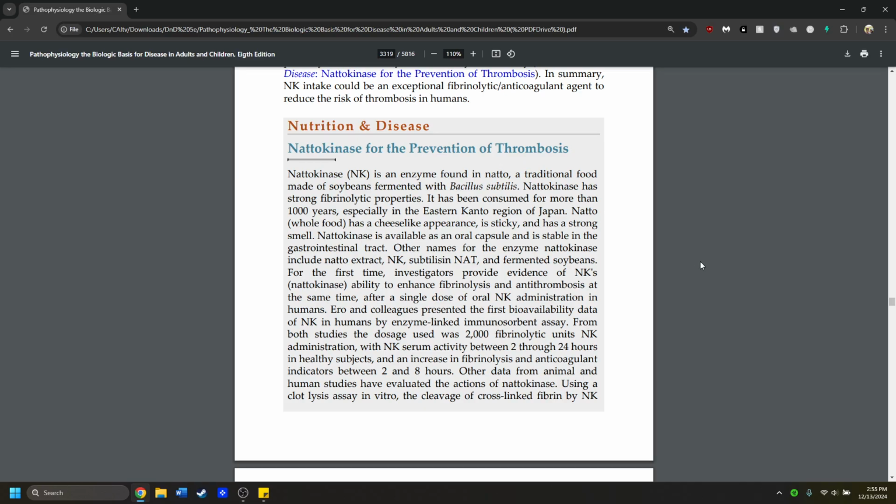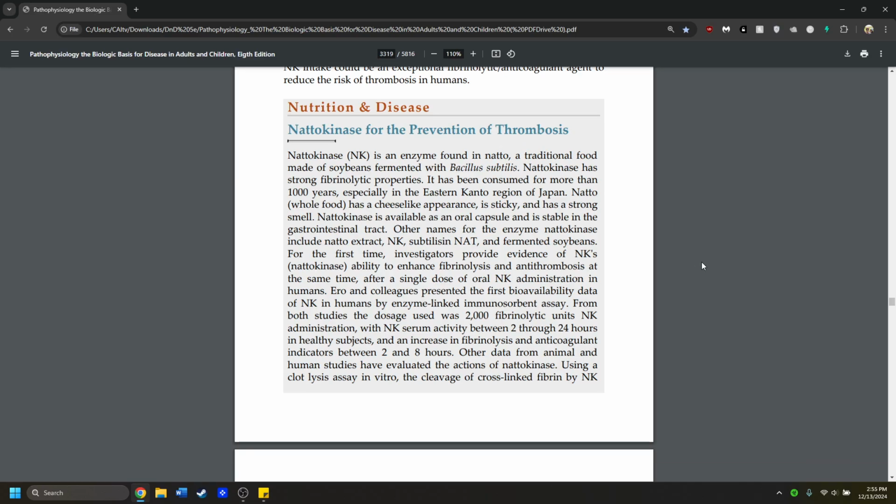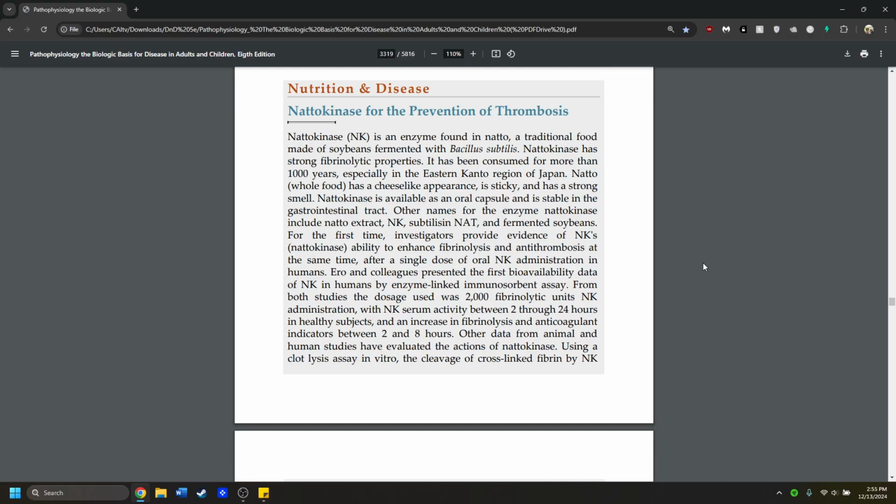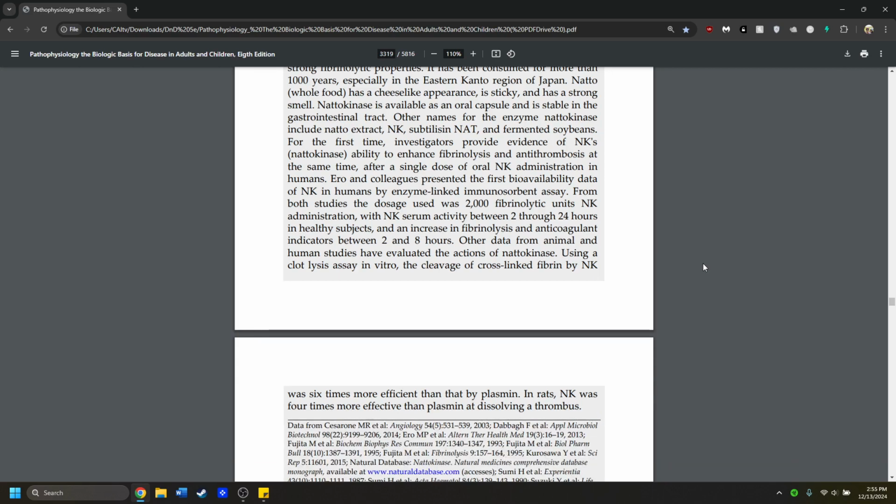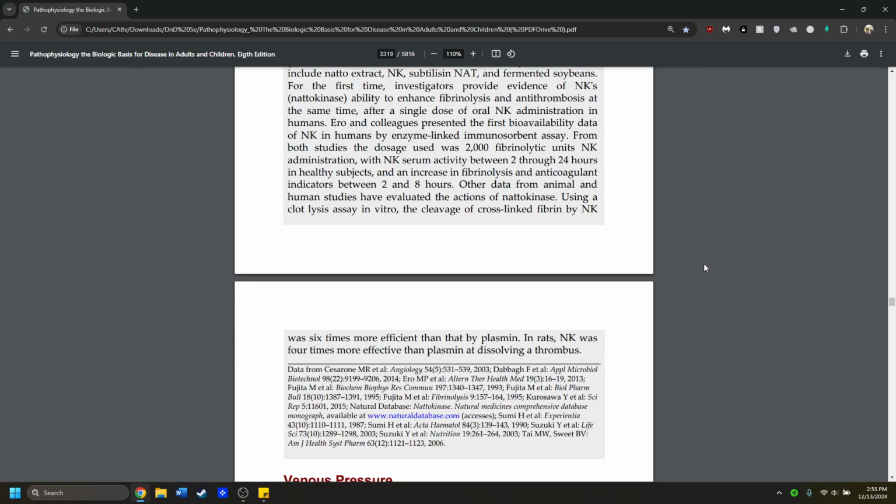So there is a traditional food made of soybeans fermented with Bacillus subtilis that has strong fibrinolytic properties and has been consumed for more than 1,000 years, especially in the region of Japan. With NK serum activity between 2 and 24 hours in healthy subjects and increased fibrinolysis and anticoagulant indicators between 2 and 8 hours, other data from animal and human studies have evaluated the action of nattokinase.